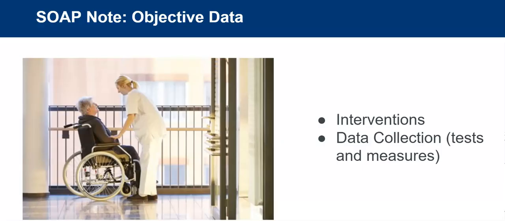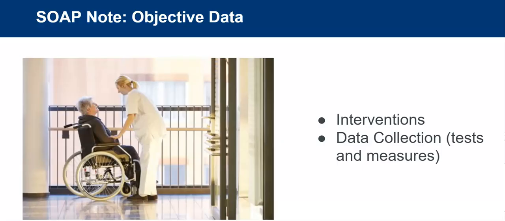Our objective part of our note. This is where I always say is the bread and butter of our note, because this is actually the interventions that we do. So not only are we saying the patient performed 2 times 10 bicep curls with a 2-pound weight, but we're also in that objective measurement saying why we did that. So in that case, it would be to increase bicep strength, hopefully to improve ADLs or something like that.